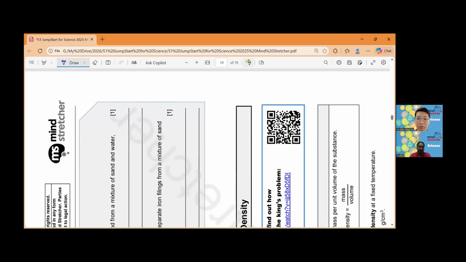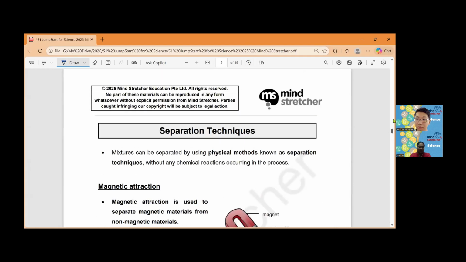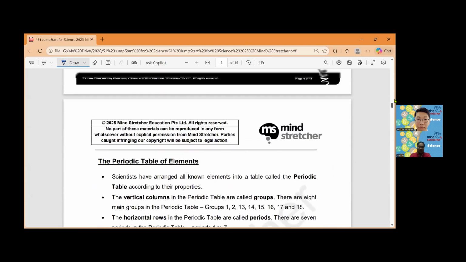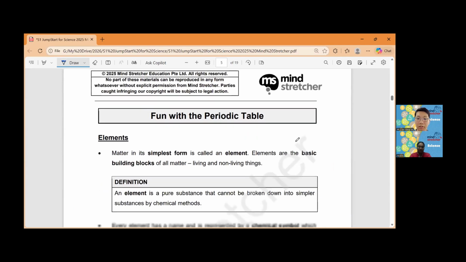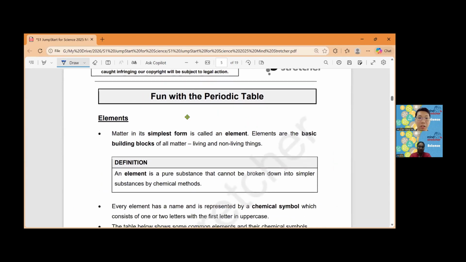So what are all these elements? Now you have learned about matter. Matter is basically anything that has mass and occupies space, right? That's matter. You learn it in P4. Now, but matter in the simplest form is called an element. I give you some example. An example of an element is like iron. Iron is a pure substance.